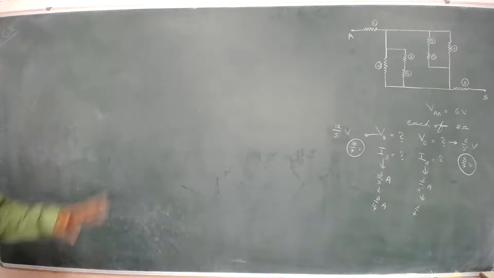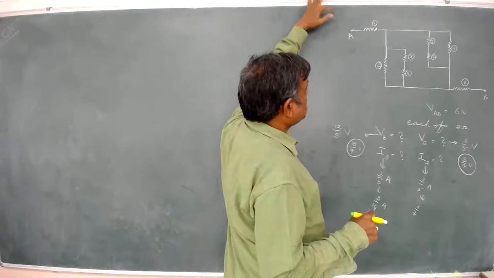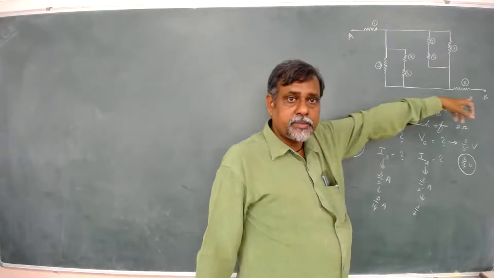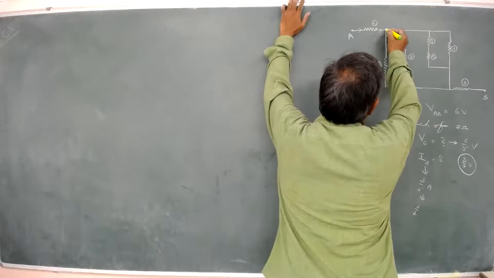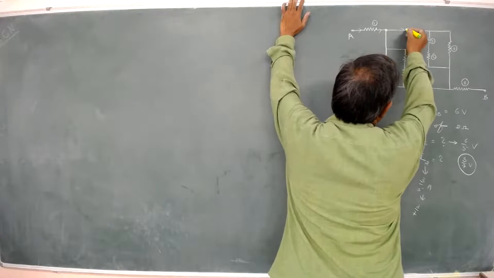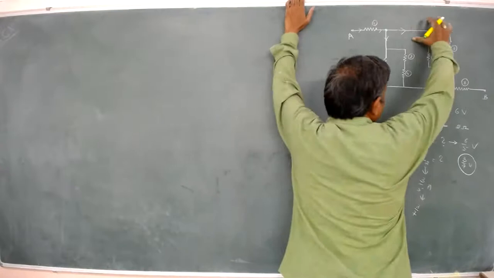Look at the board, all of you. Very simple. First, the effective resistance will be different. In that effective resistance, the potential difference between AB is given. That means the battery is connected across A and B. In this direction, the electric current passes. At this junction, the electric current splits. Through this some current passes, through this some current passes. This branch and this branch are in parallel.